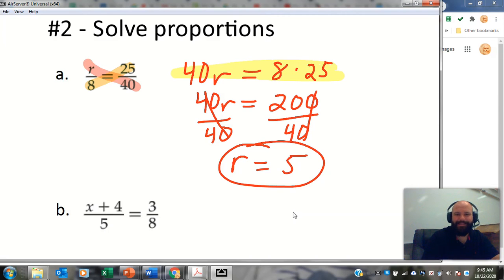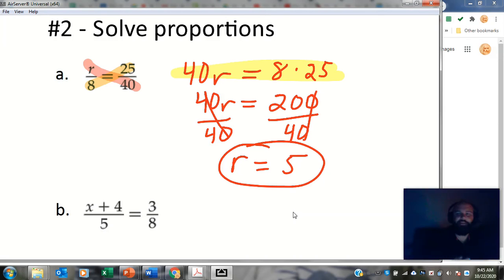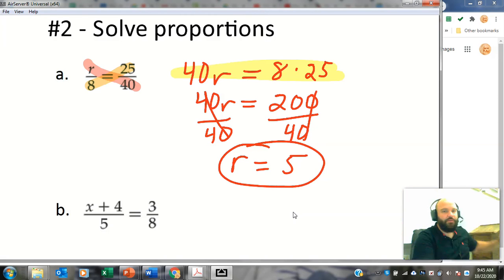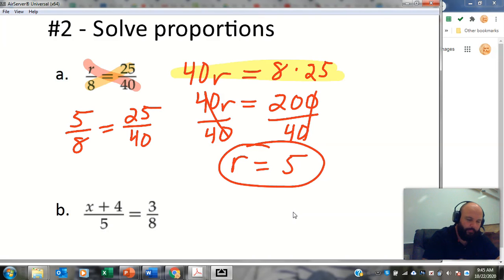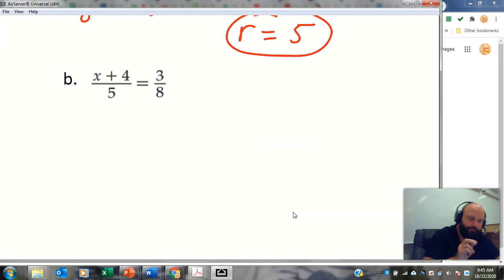In this case, this is really a 1-step equation after you simplify it, and then, or I'm sorry, not simplify, after you solve it, and then you proceed once you simplify to solve it for r, and we got r equals 5. And so what that would mean then is 5/8 is equal to 25/40. All right, let's look at the next one.